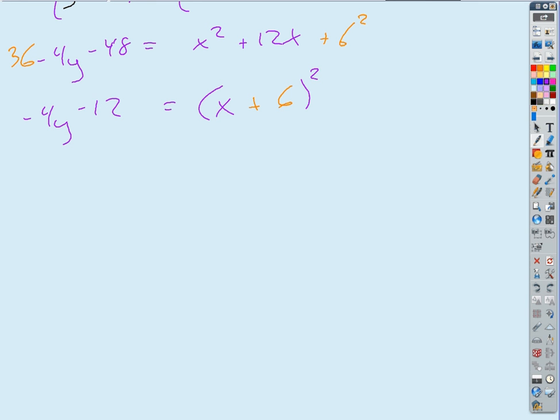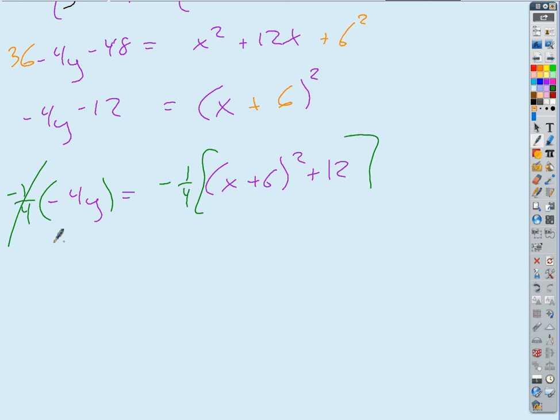Okay, so last two steps. Got to get y by itself. Add 12. And then either way, multiply by negative 1/4 or divide everything by 4. Let's do this one because we always divide. Let's just multiply by negative 1/4 this time instead and distribute that. So we end up getting y equals, if I distribute that, negative 1/4 times the quantity x plus 6 squared. So there's my a and there's my h, right? And then I get a minus 3.